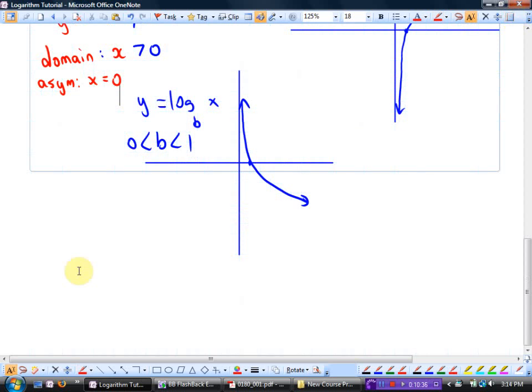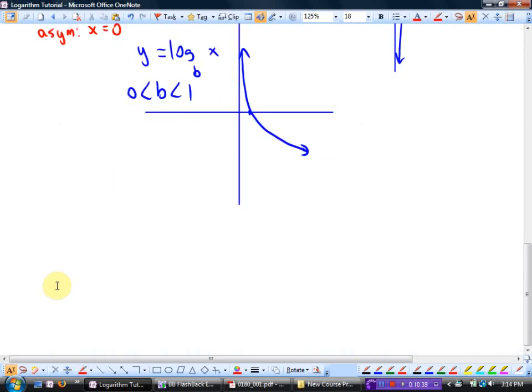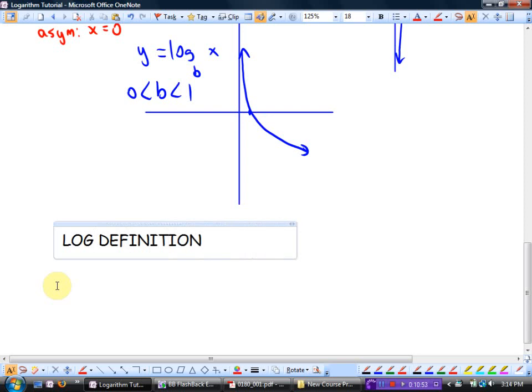Then we defined the log operation mathematically. Log definition. You know what? That's wrong, Mr. Dueck. You should write it like this: LOG DEFINITION. When you email someone and you write in all caps, in netiquette, as they call it, what does that mean? It means something very specific. It means you're shouting!